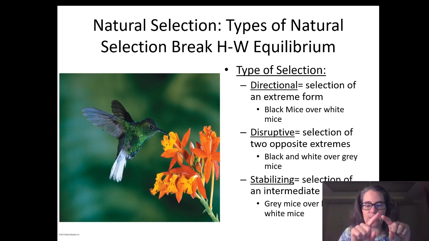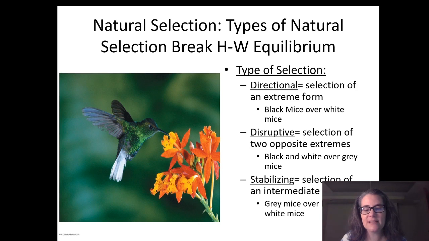Disruptive selection is where you select the two opposite extremes. So this is where you get a double hump where you're selecting black and white and selecting against gray, or that intermediate morph. And lastly, stabilizing selection is where you select that intermediate. So then you're selecting for the gray mouse over the black and white.